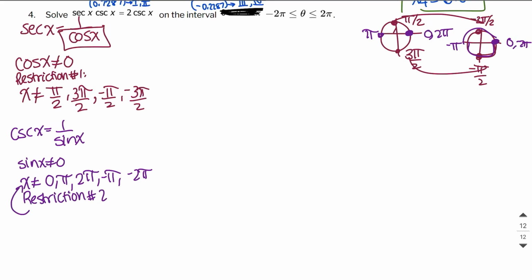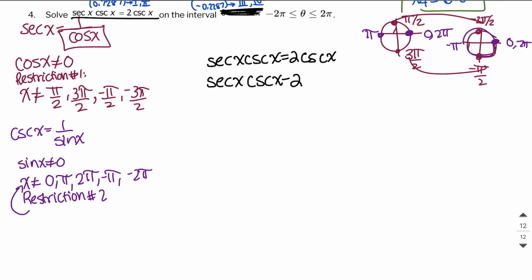All right, so let's go ahead and copy this problem down and actually look at what we need to do for this. So I know that secant of x times the cosecant of x is equal to 2 times the cosecant of x. I'm going to get everything together on one side. So I get secant of x, cosecant of x, minus 2 cosecant of x is equal to 0.